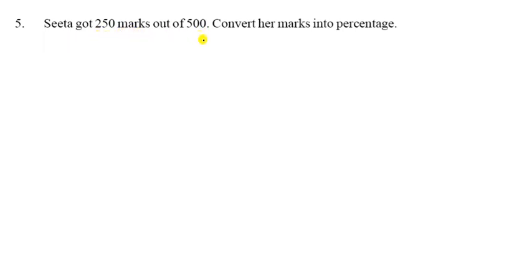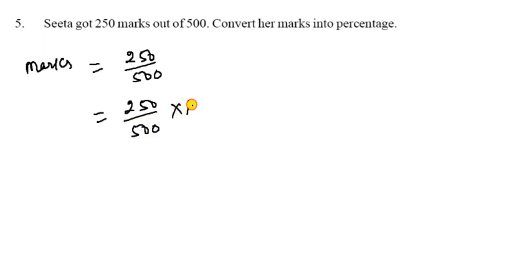So the next one is: Sita got 250 marks out of 500. Convert her marks into percentage. So first of all, marks is equal to 250 out of 500. So that is the result of Sita. So how can we change it into percentage? It will be 250 upon 500, out of 100, so it is the percentage.